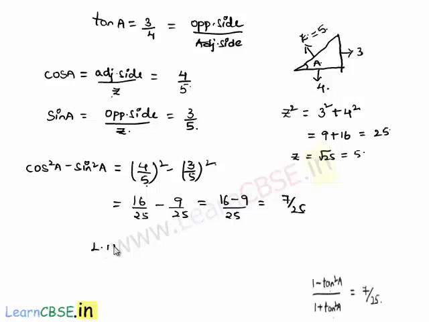Here we got LHS equal to RHS, that is nothing but (1 minus tan square A) by (1 plus tan square A) is equal to cos square A minus sin square A is true.